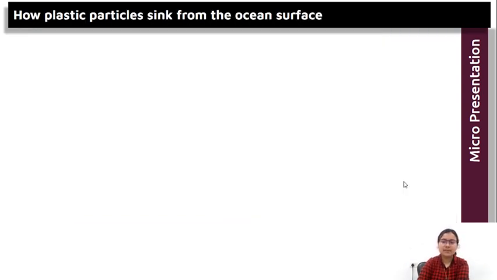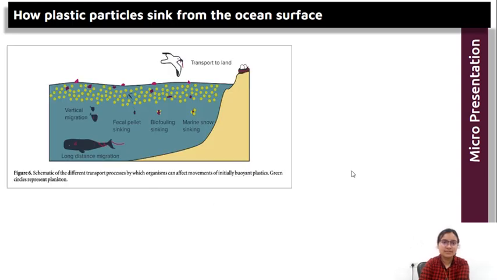So how can the plastic particles sink from the ocean surface? There are different processes: marine snow can sink, and also birds can take the plastic materials to the land. Also the biofouling can make the particles heavier and more heavy so they sink into the ocean. Other than that, long distance migration by different marine ecosystem species can also occur in the ocean.